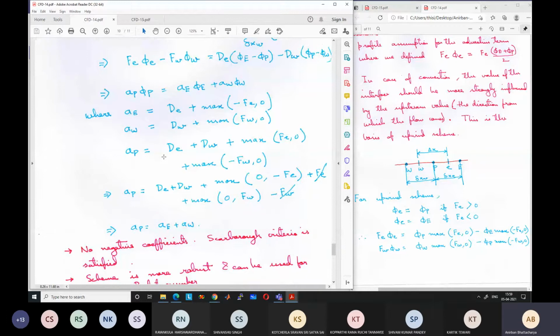And AP will be D plus DW. So you have to accumulate all the terms of AP together. Once you do that, you will see that it is equal to D plus DW plus max of Fe comma 0 plus max of minus Fw comma 0. We can rewrite this in a different form. We can rewrite this as AP is equal to D plus DW plus this term max of Fe comma 0.